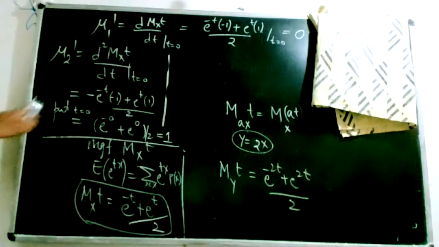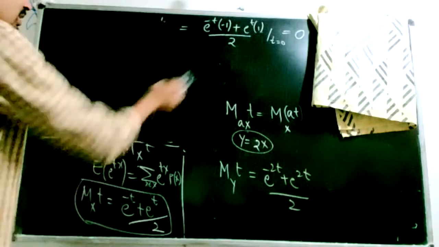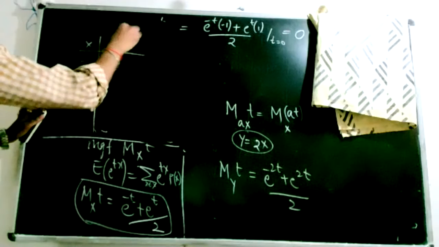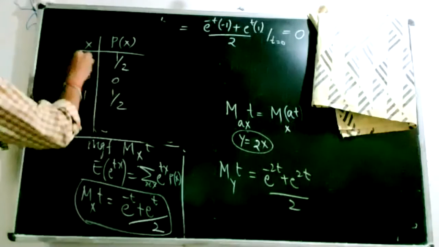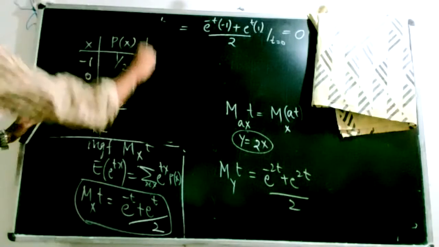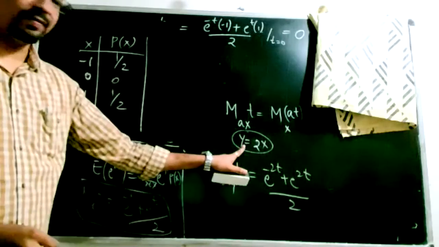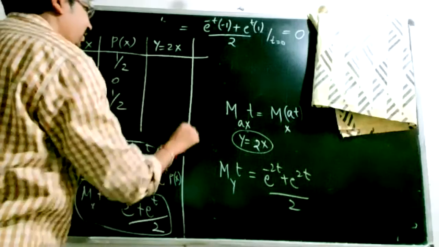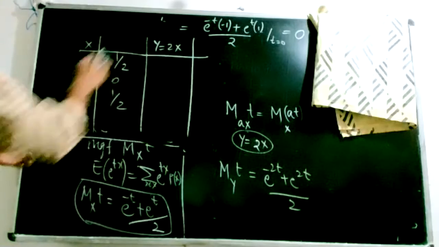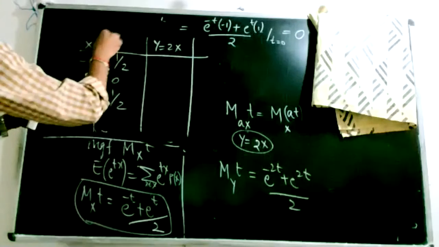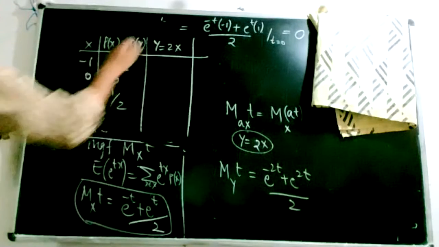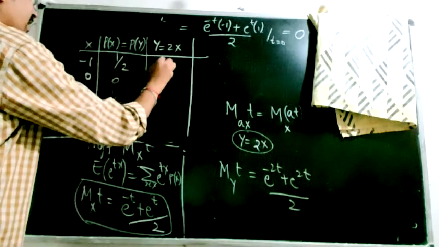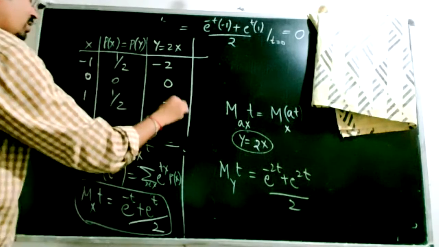I could also verify this property by using the problem we had. So we had x as -1, 0, 1 and px as half, 0, half. Now what I need is the MGF of Y, which is 2x. So first we'll define Y is equal to 2x. Whenever we are transforming the variable from x to any combination Y, the probability remains the same. It doesn't change. Whether you talk in terms of x or in terms of Y, it remains the same. So Y is equal to 2x, and I'll have -2, 0 and 2.